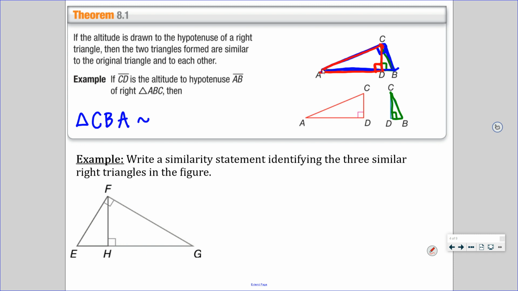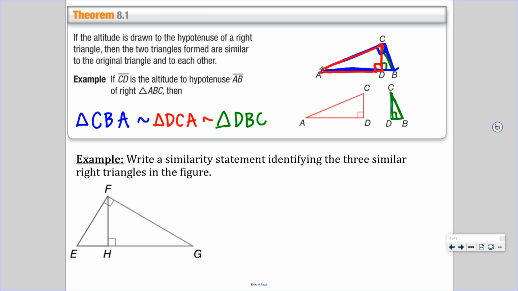So DCA. Obviously, there are other options you could do. You don't have to do it this way. You just have to be consistent. Which is similar to the green triangle. Starting at the right angle, up the short leg, down the hypotenuse, DBC. The altitude splits the big triangle into two triangles, so those two triangles and the big triangle are all similar to each other.